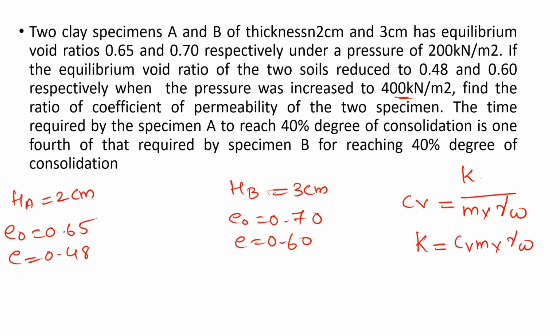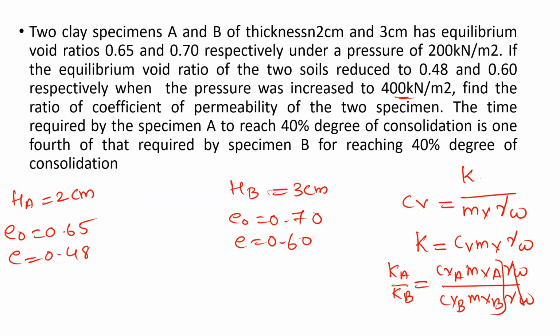We need to find the ratio between Ka and Kb, that is, coefficient of consolidation of A into volume change of A into gamma W, divided by coefficient of consolidation of B into volume change of B into gamma W. Gamma W is common, so we can cancel that. So the relation is Ka by Kb is equal to Cv into Mv for A divided by Cv into Mv for B. First we need to find the coefficient of volume change, the Mv value.